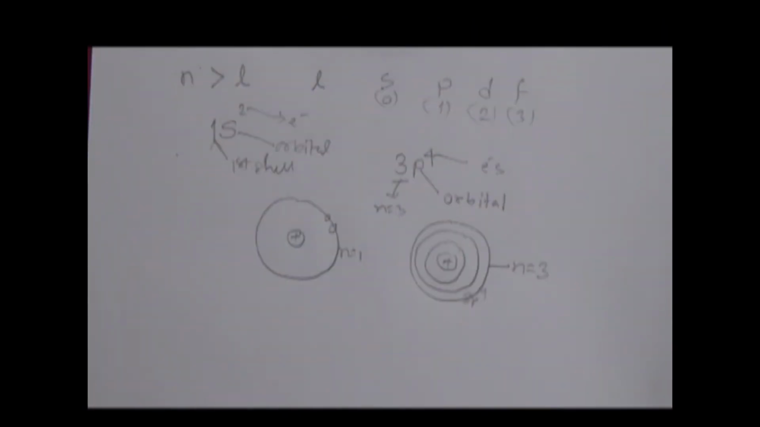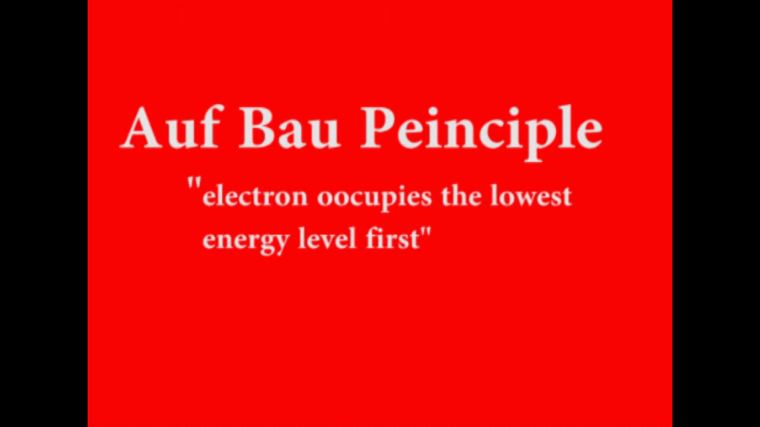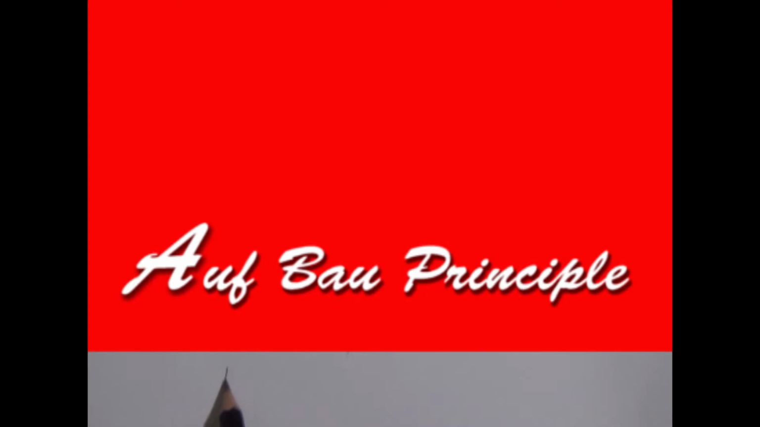We want to discuss now Aufbau principle. Aufbau principle says electron occupies the lowest energy level first. So electron will enter 1s first, then 2s, 2p, 3s, 3p, then 4s, after 4s then 3d will come.